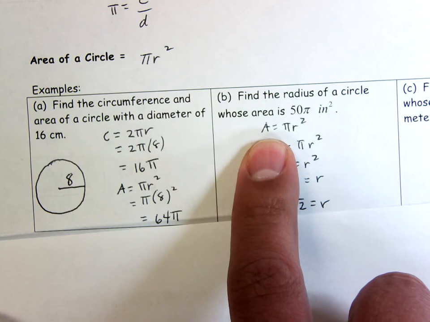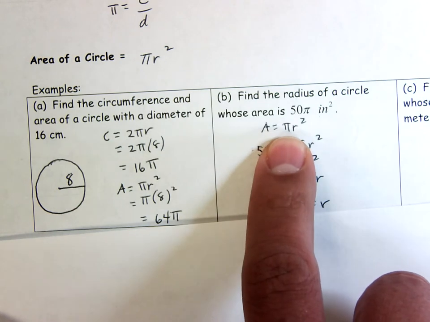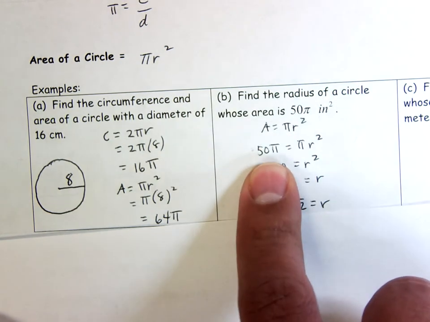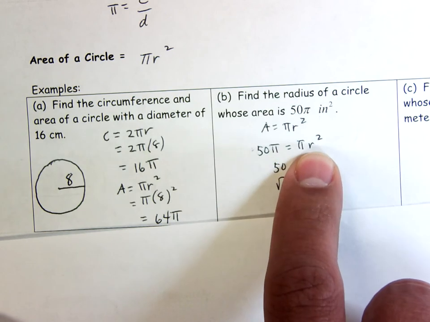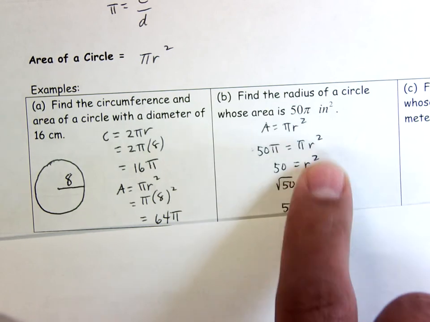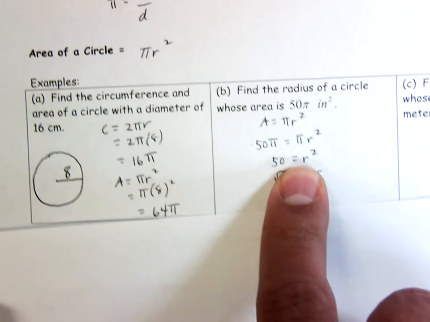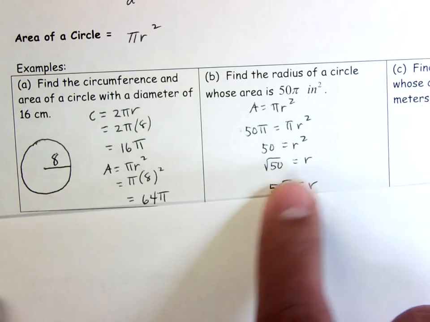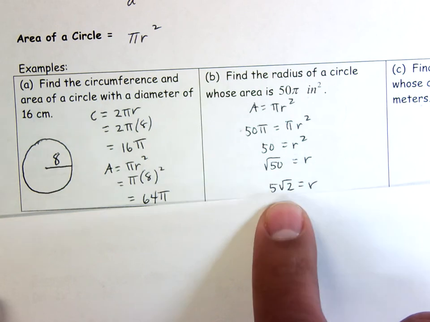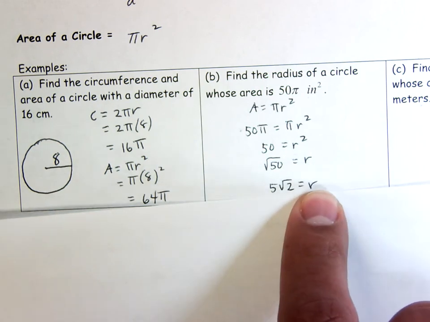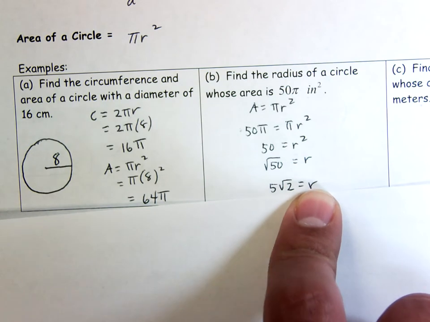All right, find the radius of a circle whose area is 50 pi inches squared. So again, my formula is area is equal to pi r squared. I know the area this time, it's 50 pi, and so 50 pi has to be equal to pi r squared. Just divide both sides by pi, and I get 50 is equal to r squared. So if I square root both sides, then square root 50 is equal to r, and I simplify that radical, and it's 5 root 2 is equal to r. So my radius is 5 root 2.